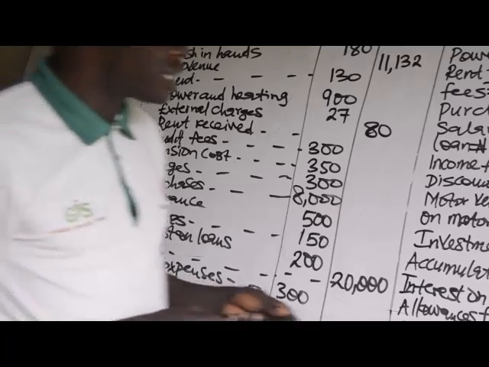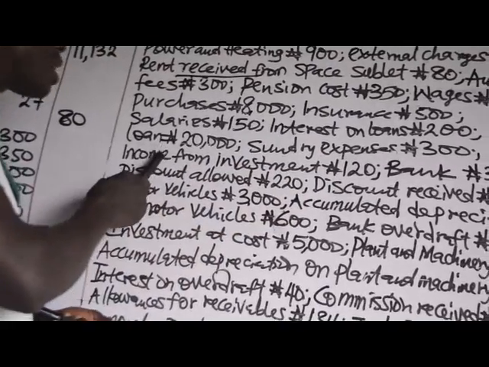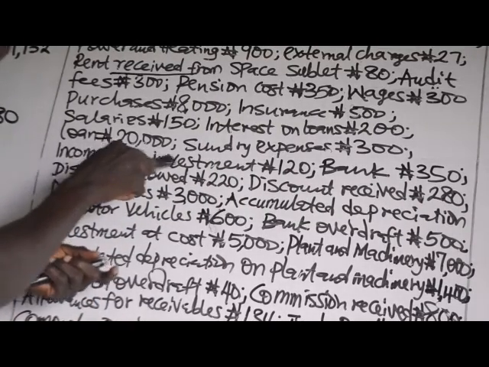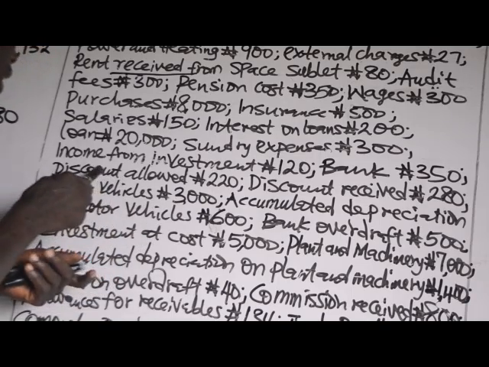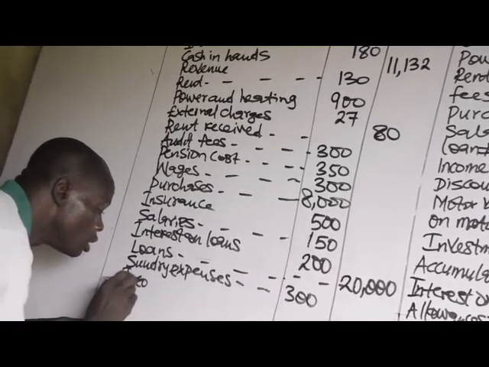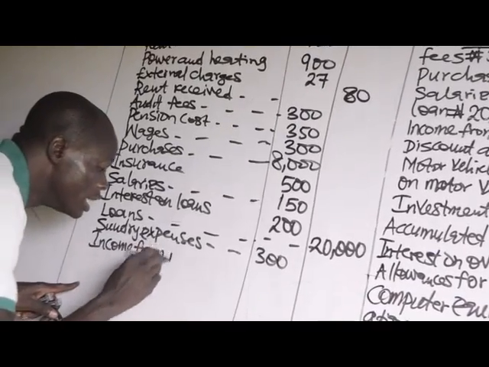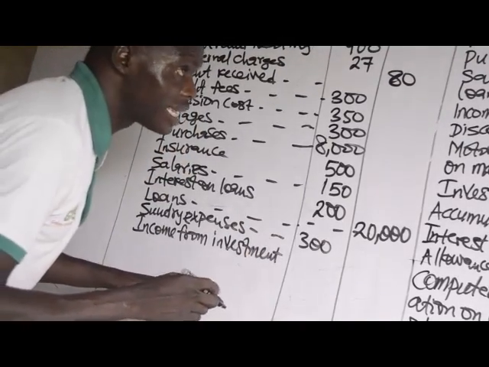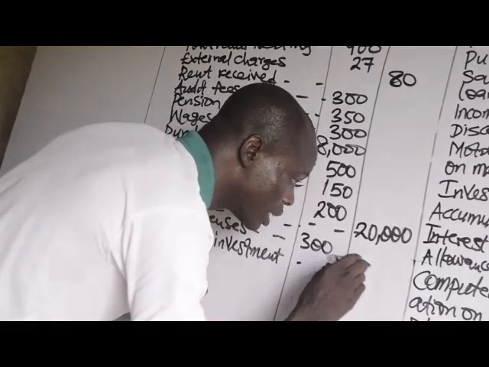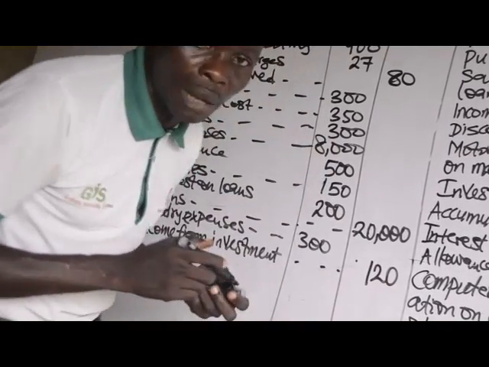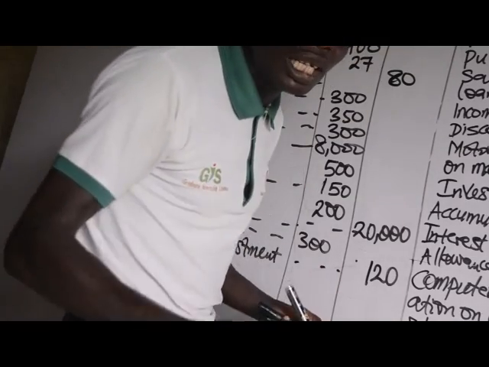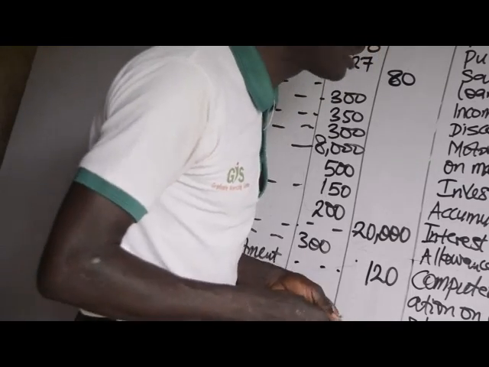After sundry expenses, the next item is income from investment of 120. Income from investment. This is an income. An income should take a credit entry in the trial balance. Therefore, we have income from investment, and that amounted to 120. I say income should be credited. Remember, in accordance with the rule, I said assets and expenses should be debited, while liability, income, and equity should be credited. Back to the question.